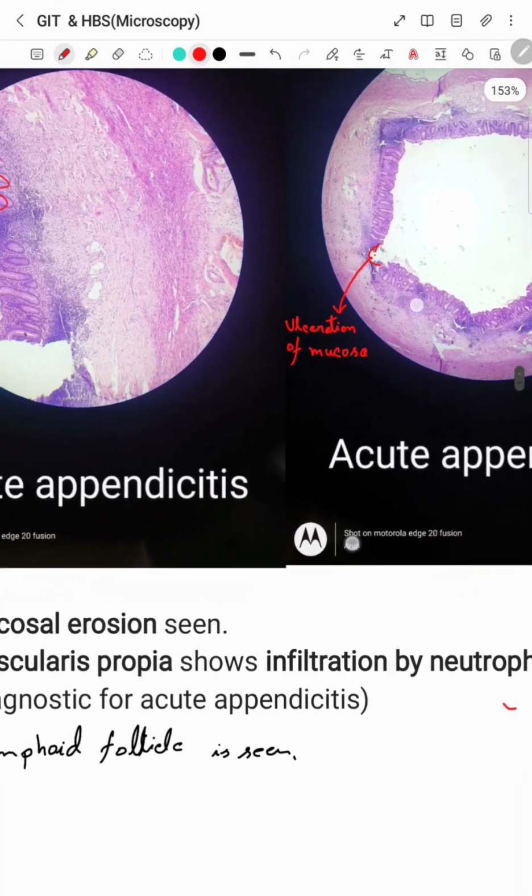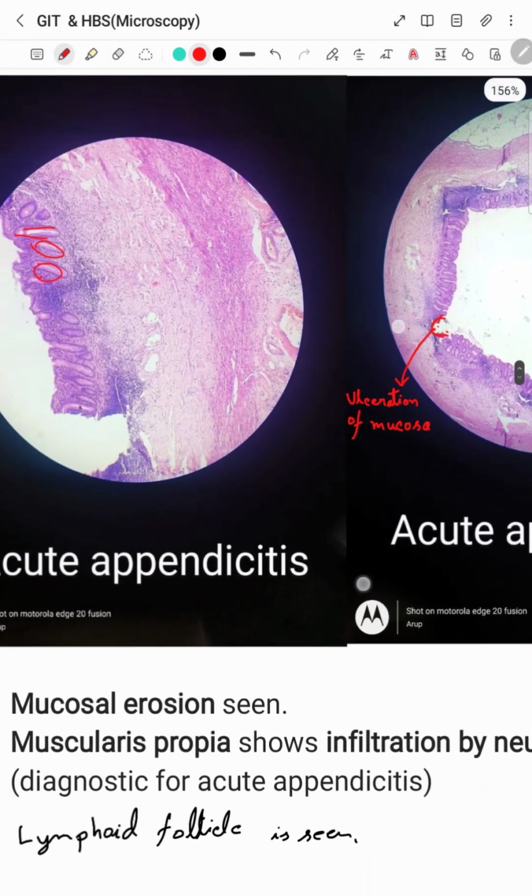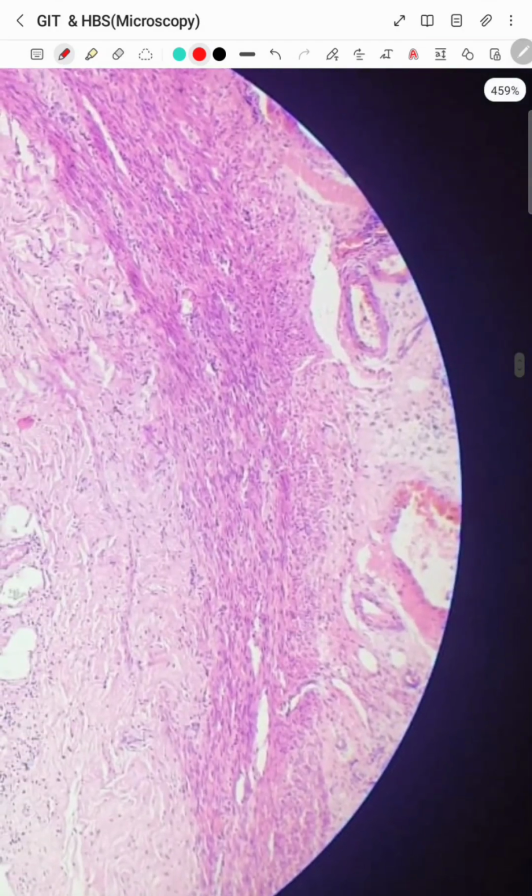The mucosal erosion you can see here. It is the erosions. Okay, it is the mucosal layer because the glands are present here, and here you can see the muscular layer. In the muscular layer you can see the deep blue dots. These deep blue dots are the neutrophilic infiltration.